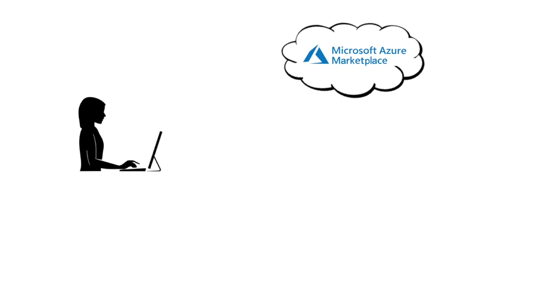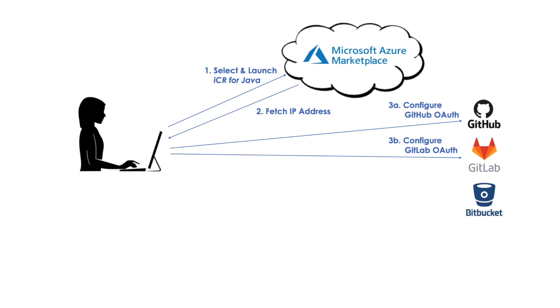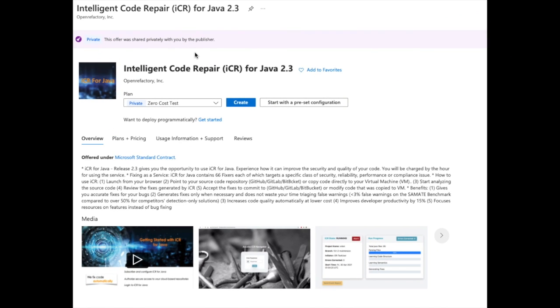These are the steps we will review in this tutorial. We will start with the Marketplace listing. From there, we can create a new virtual machine instance that will execute iCR for Java. We will walk through a few configuration values you need to select. Then we will connect to the iCR Navigator and walk through the version control system's authorization. After that, iCR for Java is available for analyzing and repairing your Java projects. Let's go through all these steps together.